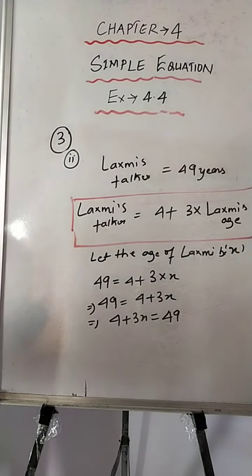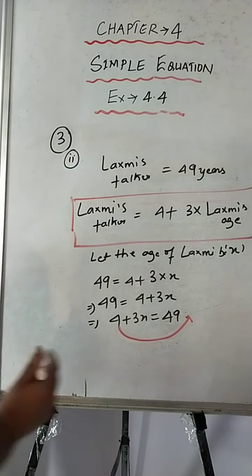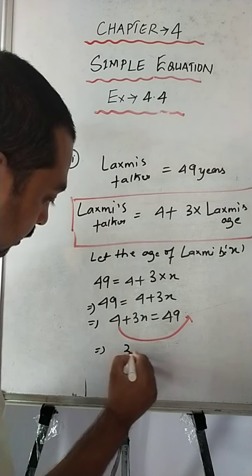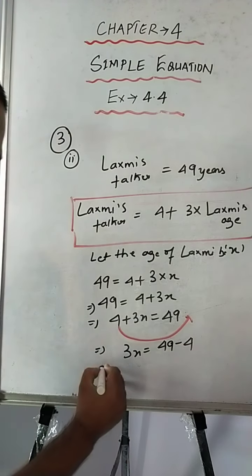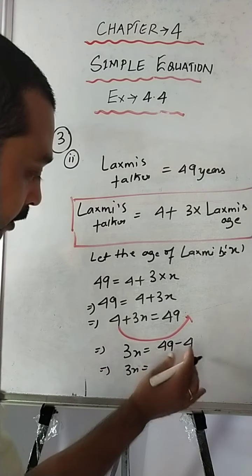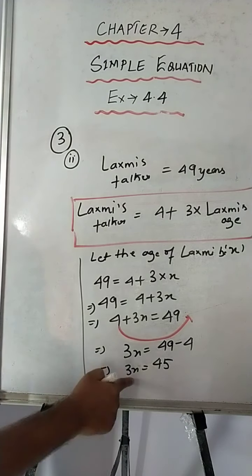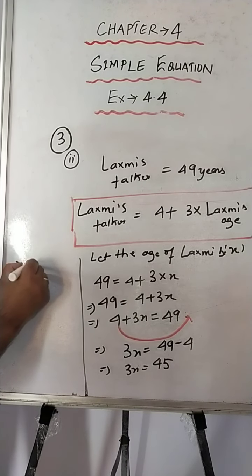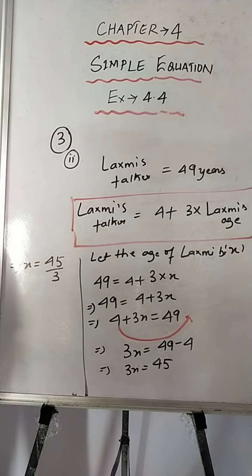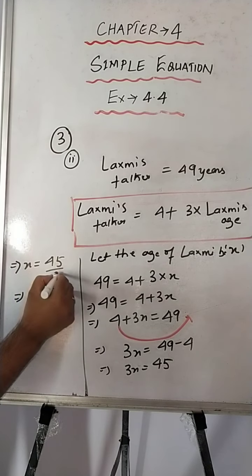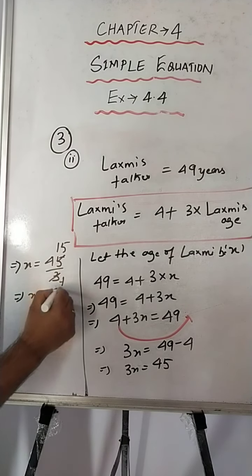Okay, now we'll take this 4 towards the right hand side. So it will look like 3x is equal to 49 minus 4. Okay, so what will be the required difference? It would be 45. Now we have to transpose 3 also towards the right hand side. So it will look like x is equal to 45 upon 3, isn't it? So if you reduce this, 3 ones are 3, 3 15s are 45, isn't it? So the value of x would be 15.